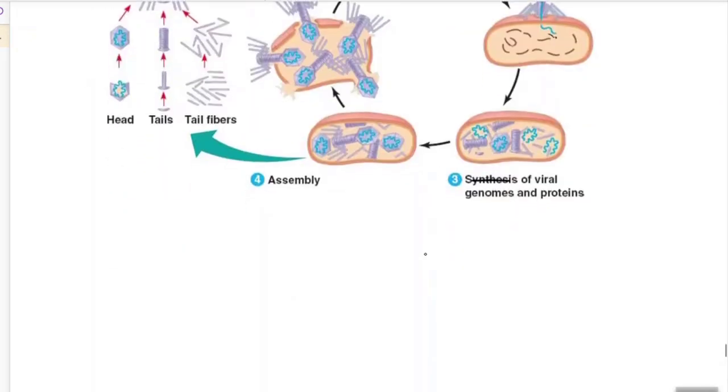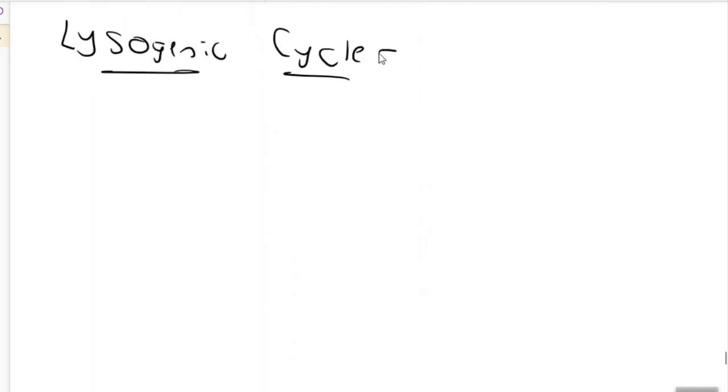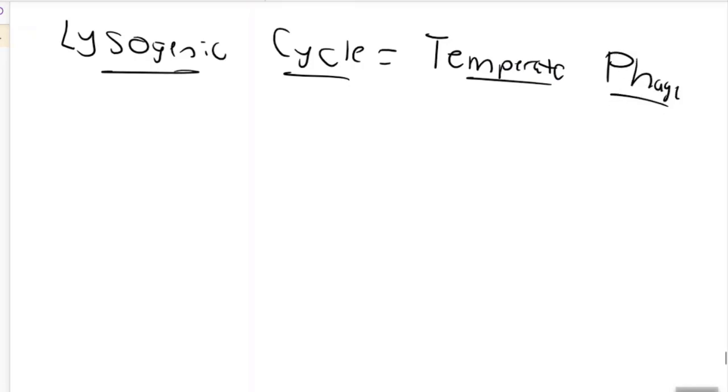Let's talk about the second type of phage infection. The second infection is called the lysogenic cycle. Lysogenic cycles happen with temperate phages. So temperate phages can undergo a lysogenic cycle. So let's talk about how this cycle differs from the last one.